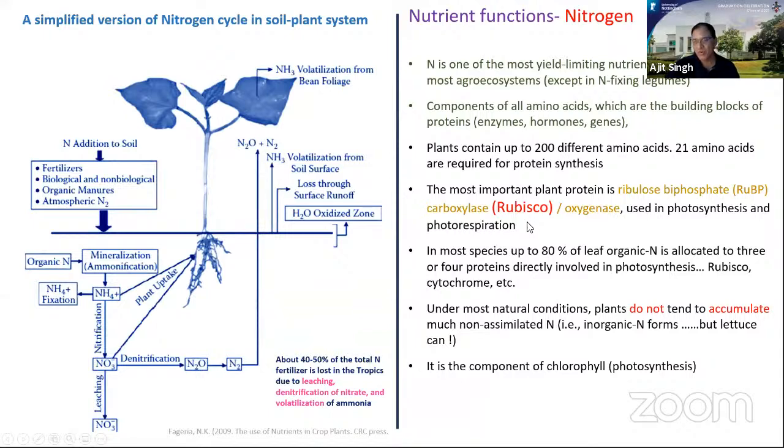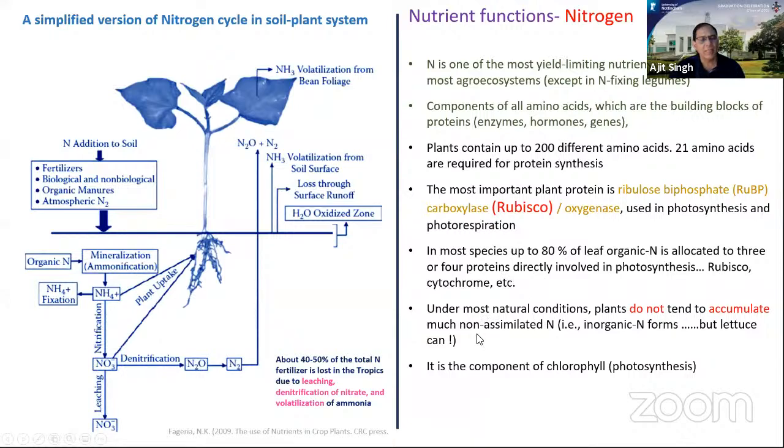So it fixes carbon in photosynthesis, and eventually the carbon is recycled as a residue into the soil as organic matter. So this compound, which is known as the most abundant compound on this planet, is actually made from nitrogen. It has nitrogen in its component, and phosphorus as well, Rubisco. Ribulose biphosphate carboxylase. It has phosphorus as well as nitrogen, because it's a protein, it's an enzyme. Almost 80% of the leaf organic N that is being produced is allocated to Rubisco and other enzymes that are responsible for photosynthesis.